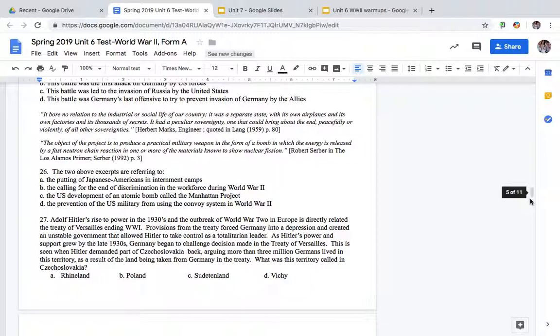Number 26, the two above excerpts are referring to A, the putting of Japanese Americans into internment camps, B, the calling for the end of discrimination in the workforce during World War II, C, the U.S. development of an atomic bomb called the Manhattan Project, D, the prevention of the U.S. military from using the convoy system in World War II.